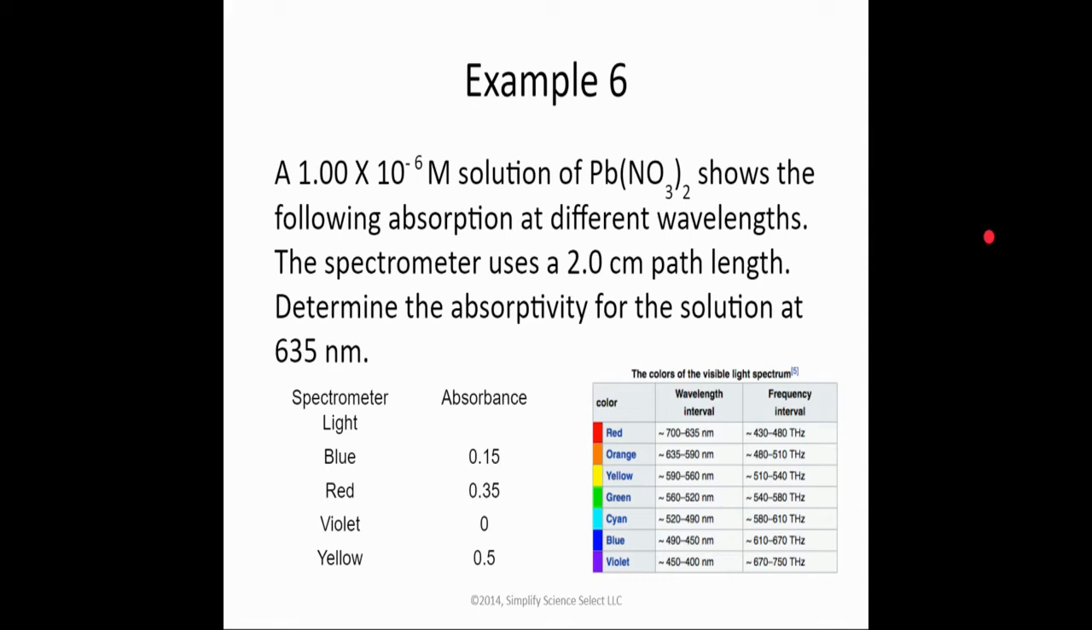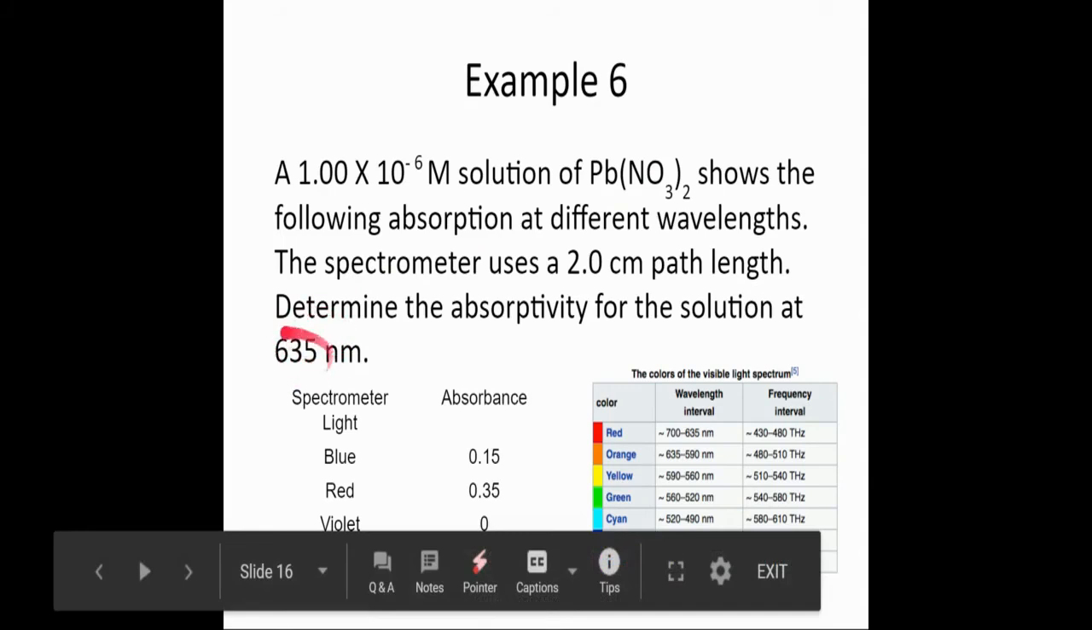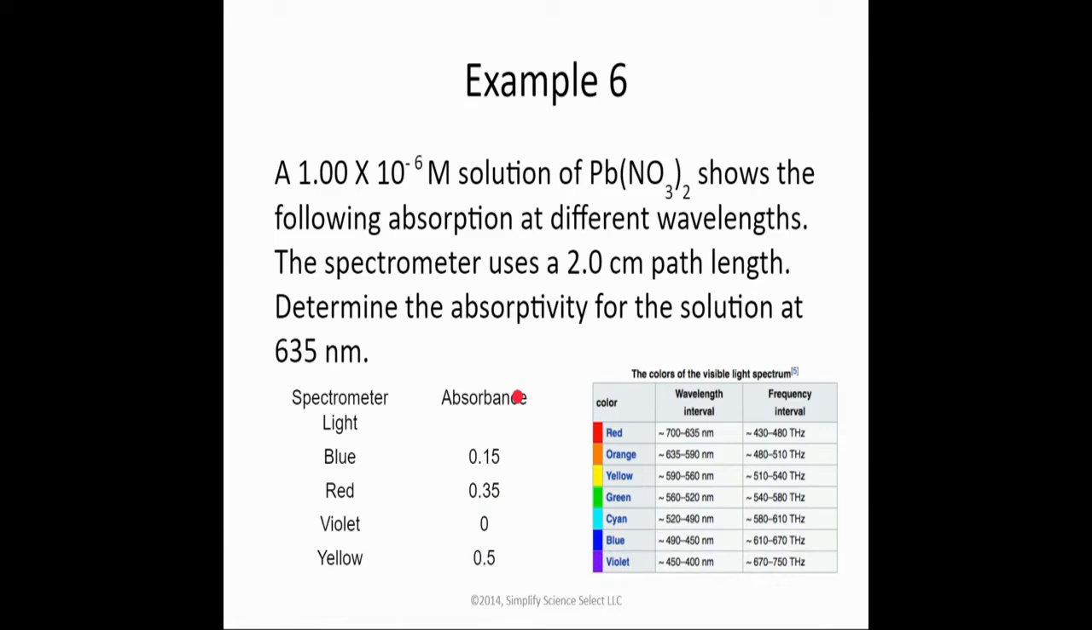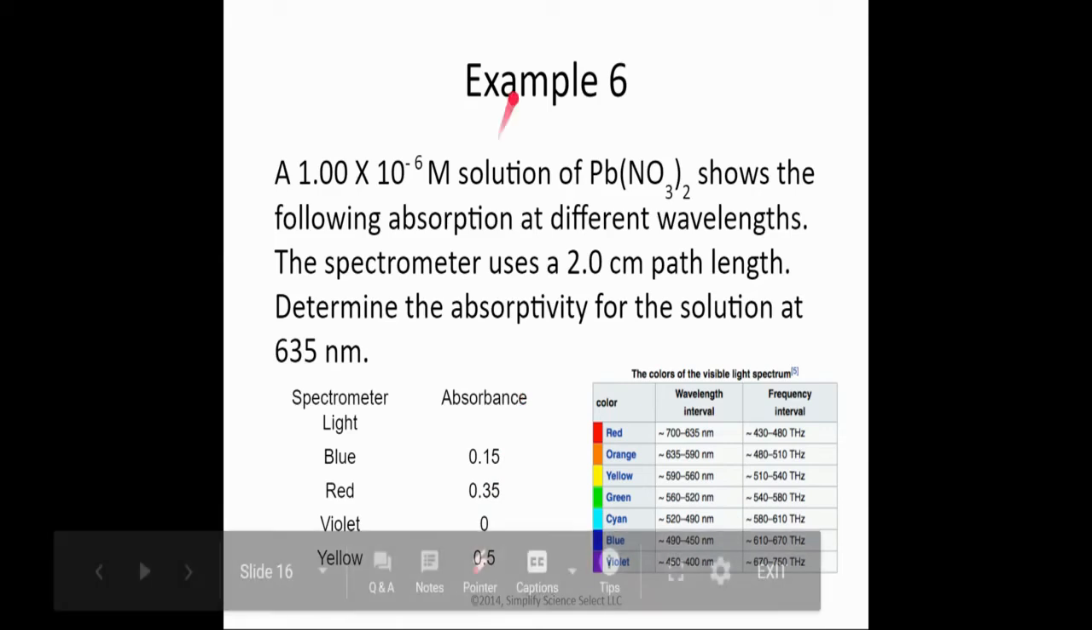So what we need to know is what color corresponds to 635 nanometers. You have this table over here, and it looks like red has 635 or orange. So those are on the cusp at those particular wavelengths. If we look at the absorbance of the light through the solution of the various substances, orange is actually not an option. So that leads me to believe that I'm going to use the absorbance for red.